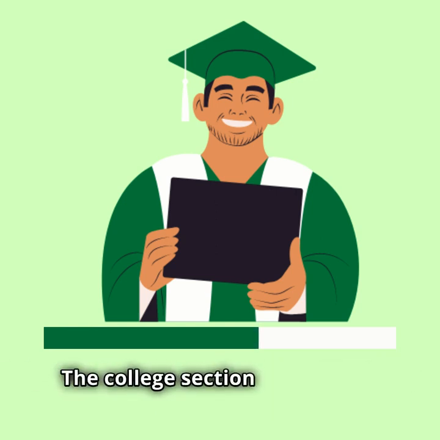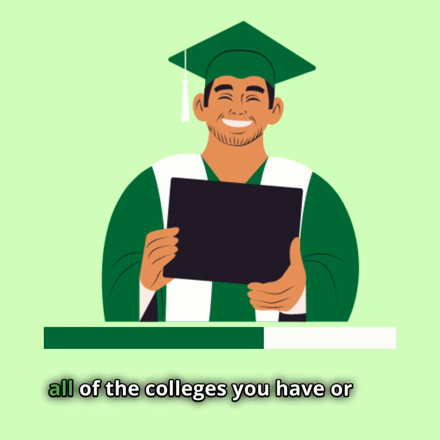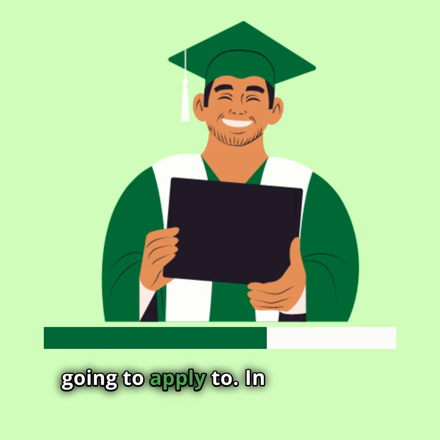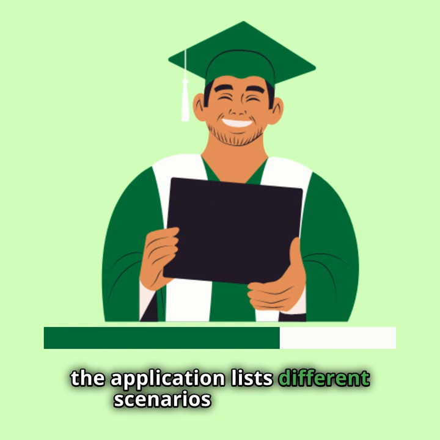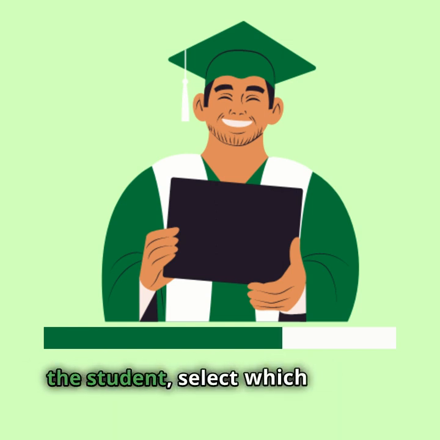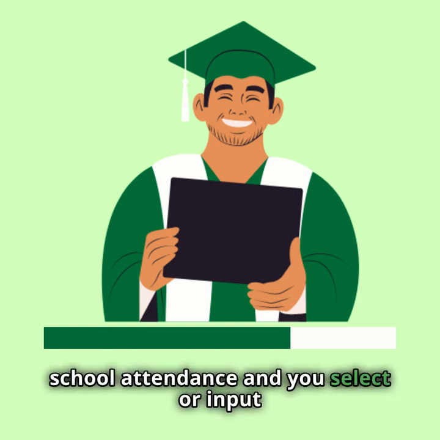The college section simply asks you to select all of the colleges you have or are going to apply to. In no specific order, you add all of them onto this section. Then the AB 540 affidavit section is where the application lists different scenarios and you as the student select which apply to you. For instance, it will ask questions about school attendance and you select or input the answer that fits you best.